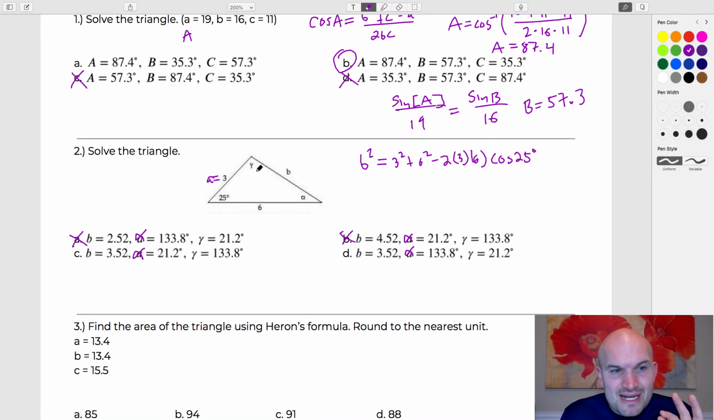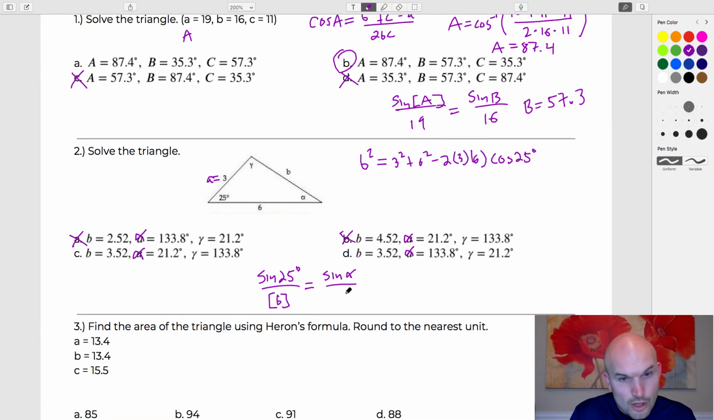Actually, you know what? I'm not even going to solve this. Here are your two answers, right? We know that alpha has to be smaller than gamma, because look, the opposing side of alpha is 3. The opposing side of gamma is 6. So you could do the law of sines, and actually that's what I did. I did the sine of 25 degrees over this stored answer B is equal to the sine of alpha over 3.